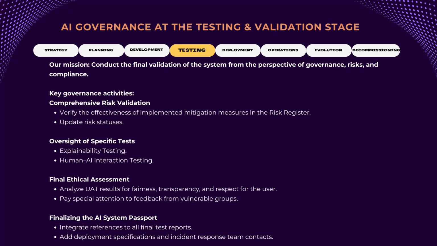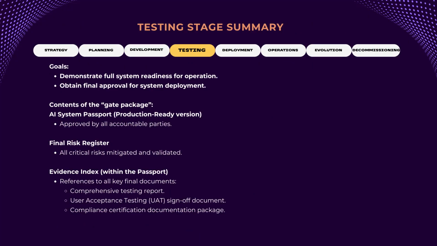And finally, we finalize the AI System Passport, bringing it to a deployment-ready version. This document becomes the principal final artifact, assembling all evidence of readiness. We attach links to all final test reports, add deployment specifications, and the incident response team contacts. The final gating package before deployment is the most substantial and consequential set of evidence in the entire project. It must demonstrate, beyond doubt, the system's readiness for production. This package includes the AI System Passport accepted by all accountable roles, the comprehensive testing report, the user acceptance testing document, and the compliance certification package.